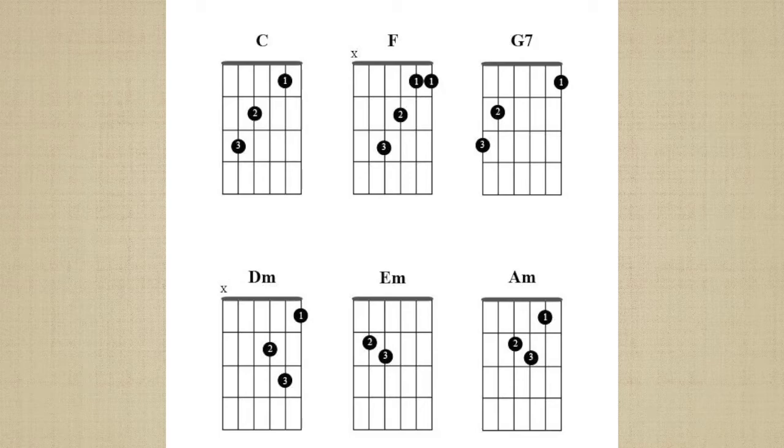So on the F chord, I would press my finger on the first two strings. My second finger would go on the third string, the G string, on the second fret, and my third finger would go on the fourth string on the third fret. So that gives me an F chord.